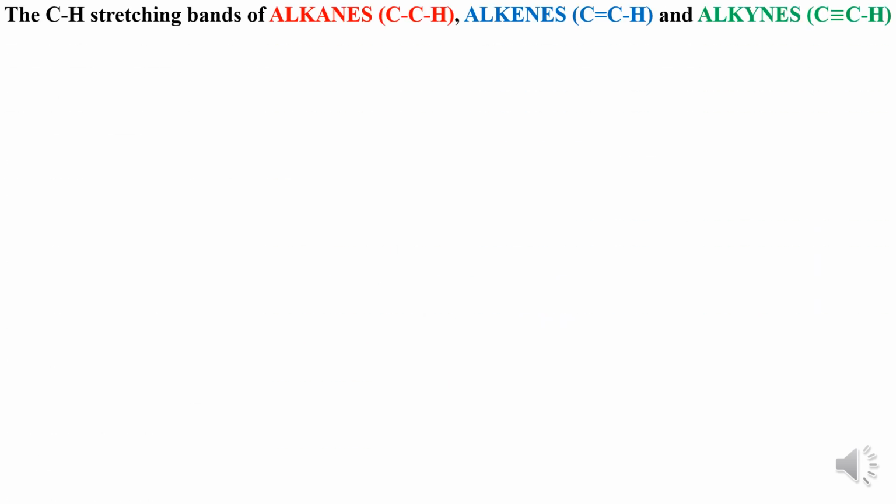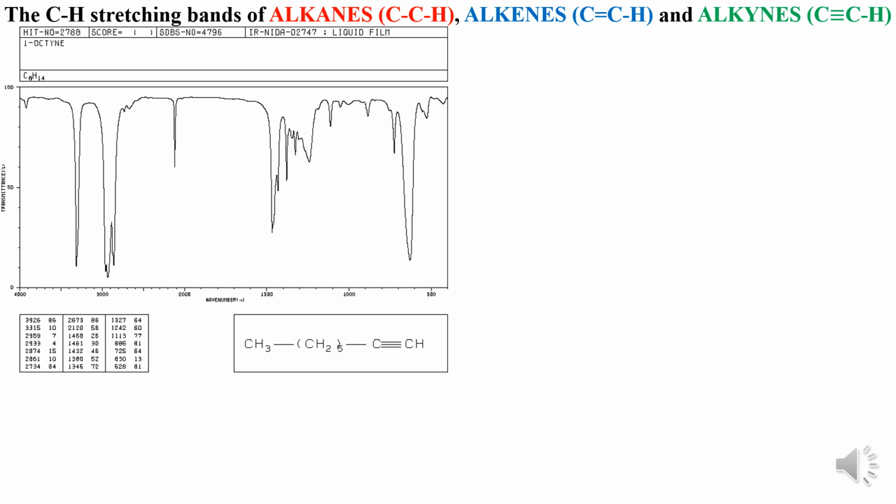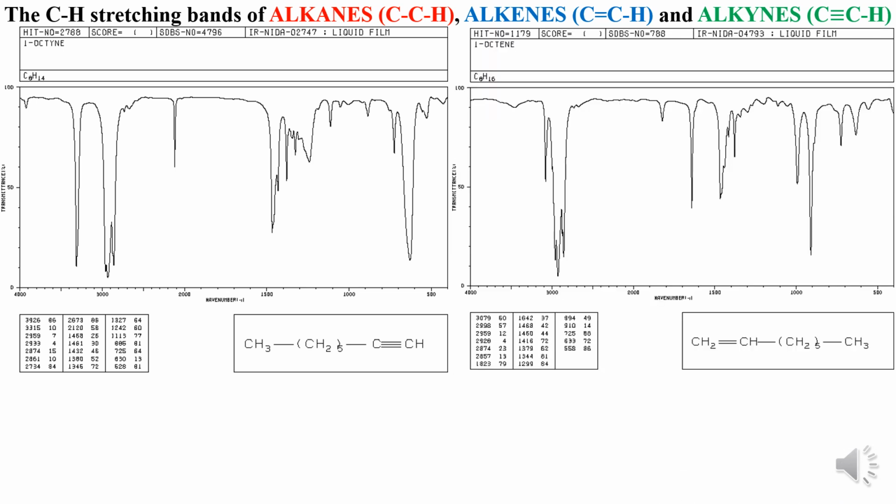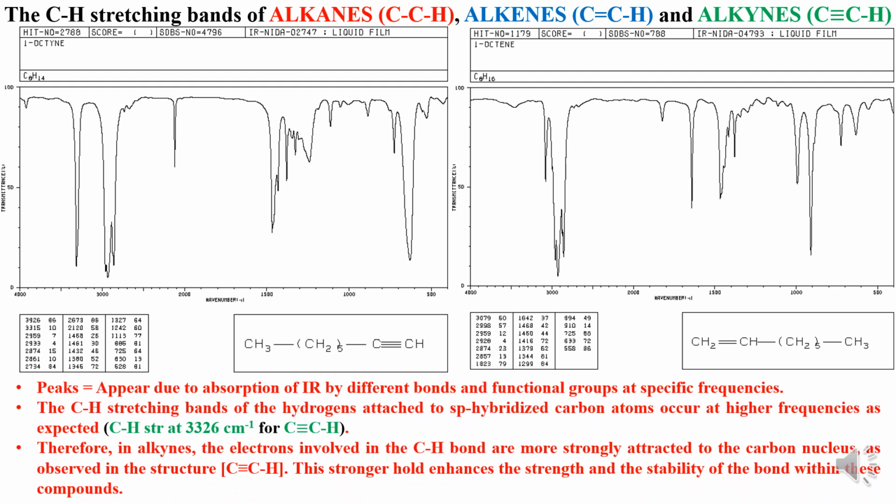Now coming to the CH stretching bands of alkanes, alkenes and alkynes. Again here I will be making use of the IR spectra of 1-octane and 1-octene as representative examples. Now remember, peaks in the IR spectra appear due to absorption of IR radiation by different bonds and functional groups at specific frequencies.